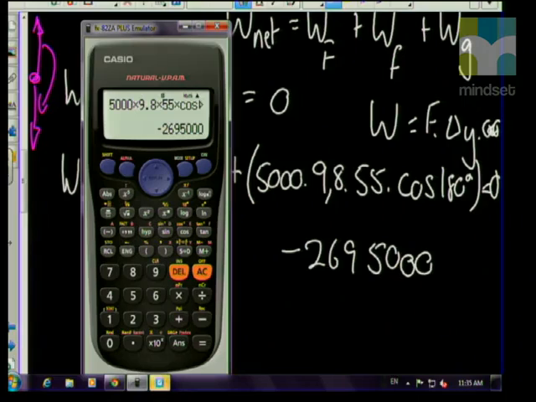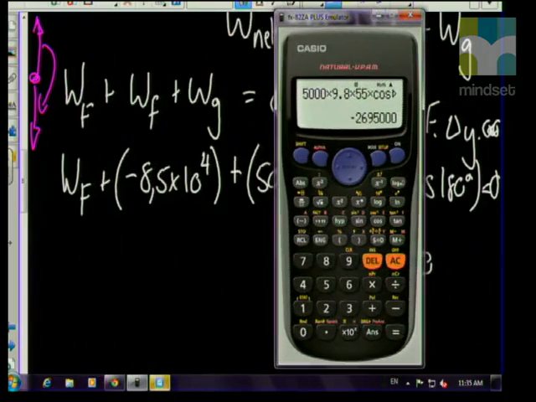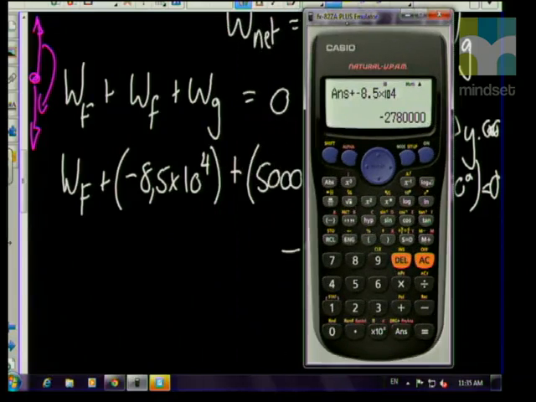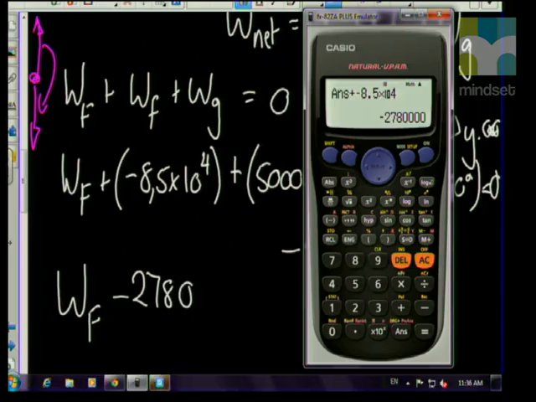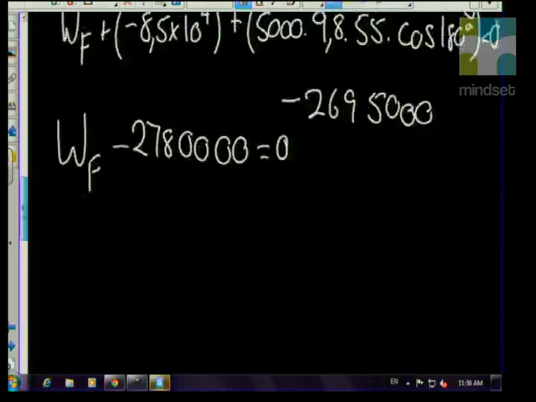Now, what we've got to do is add in the negative value of the friction. So it's 8,5 exponent 4, so 10 to the power of 4, and that will give me a negative answer at this point. So I've got the equation Fw minus 278, and then there are 4 zeros there. I hope you can see 1, 2, 3, 4 equals 0. Well, that's not difficult now.